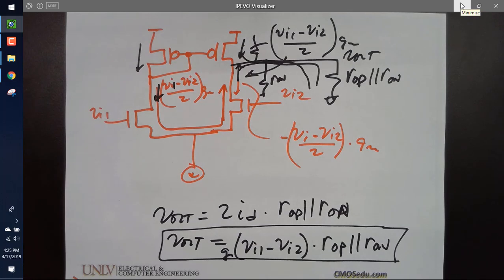And so then your gain would be 3 millivolts, so your output would be 3 millivolts times GM times R out P in parallel with R out N. Any questions on that one? Quiz today. So let's do output swing and how we show that in simulations.